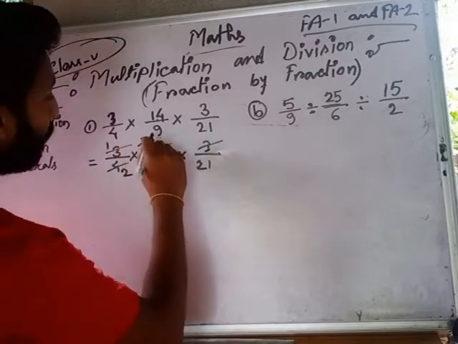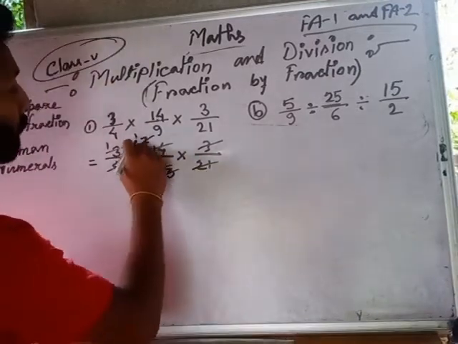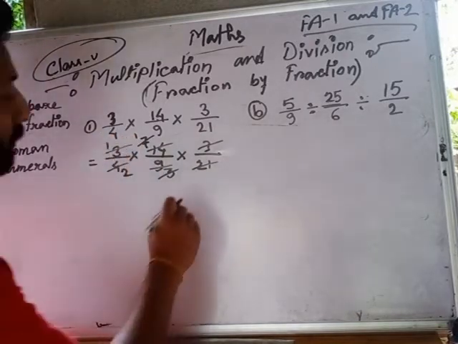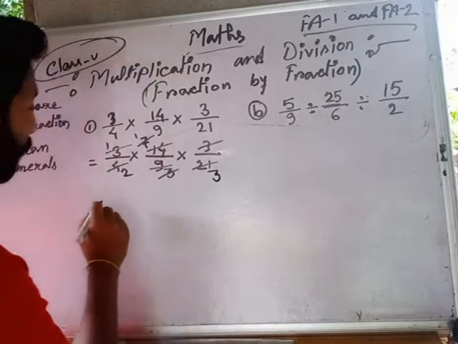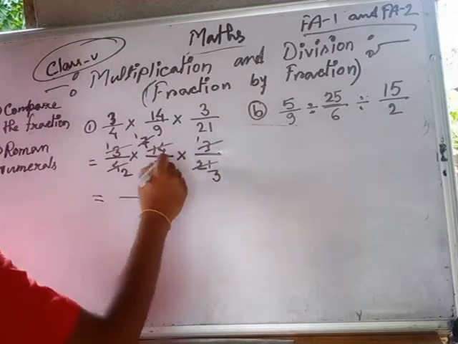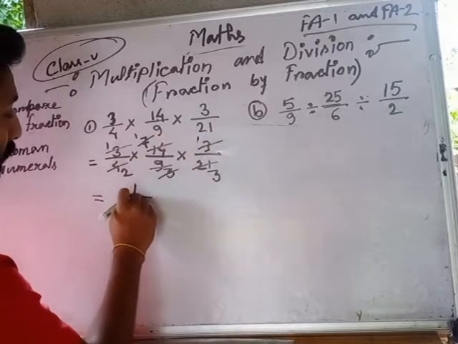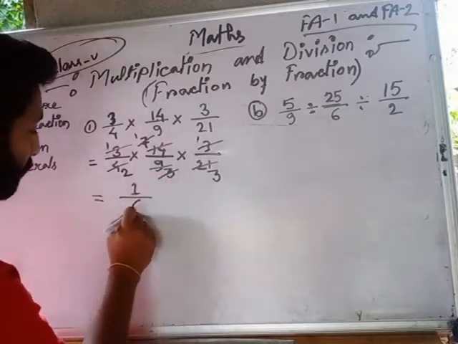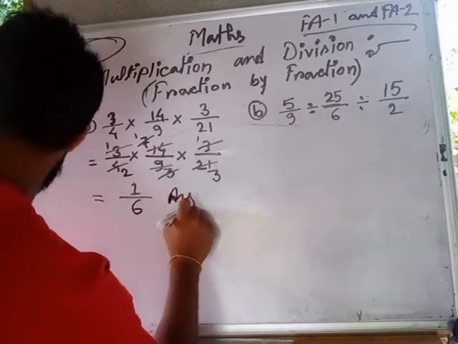After that, 7 and 21, both of these numbers divisible by 7. That's why 7 ones are 7, 7 threes are 21. 1 ones are 1, here also 1, 1 ones are 1. So we should write here 1. So 2 threes are 6. So it is 1 by 6.